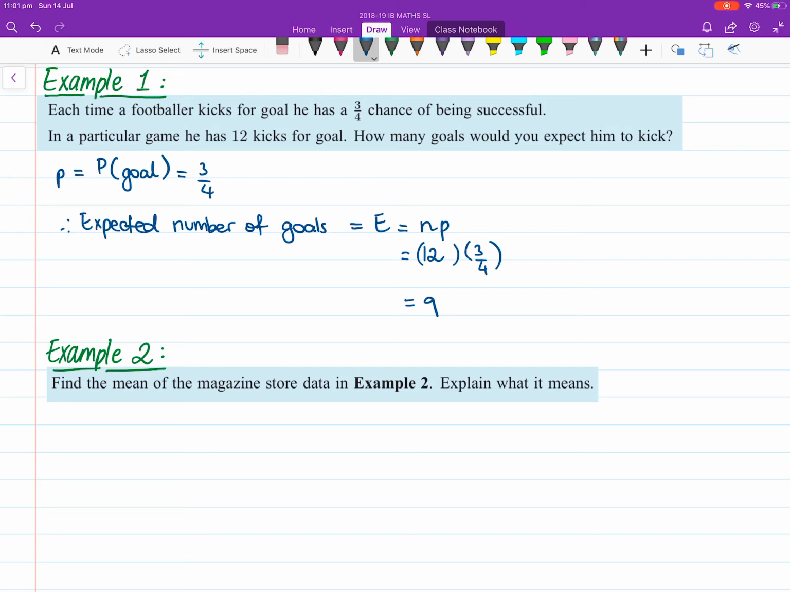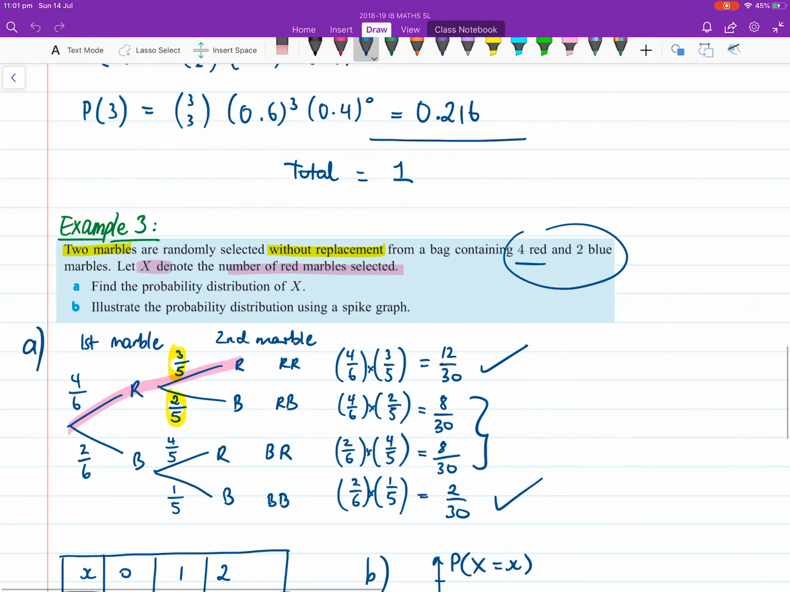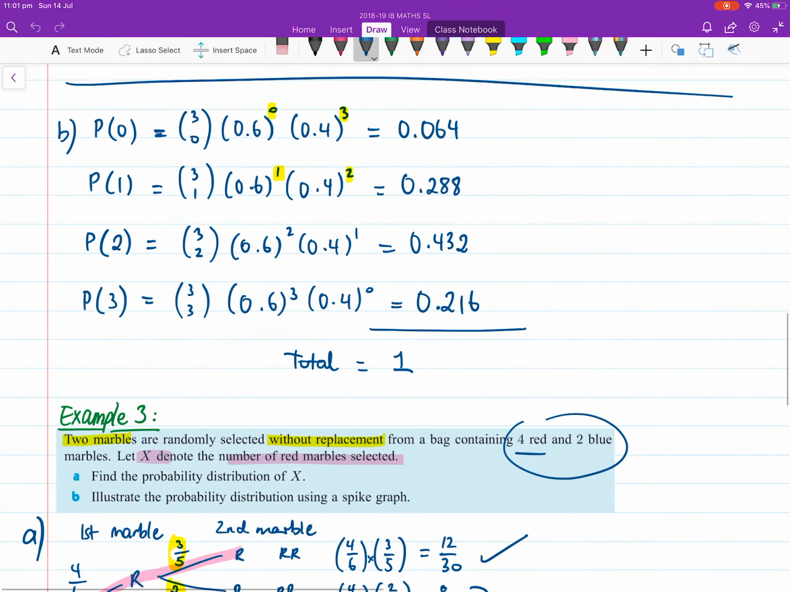Example 2. Find the mean of the magazine store data back in example 2. That's referring to, I think, the last exercise we did, and it says explain what it means. Hang on, let me go back and get it for you. Where was that one? That was this one, right?